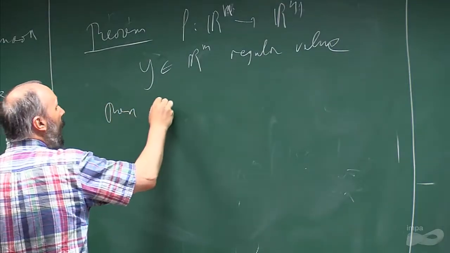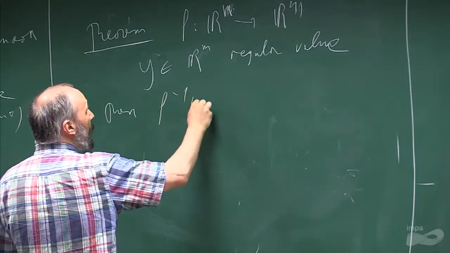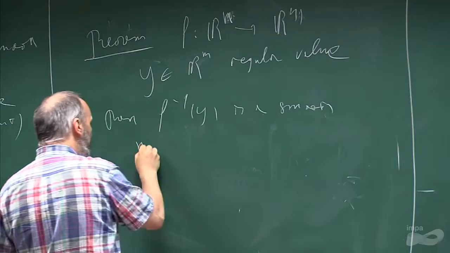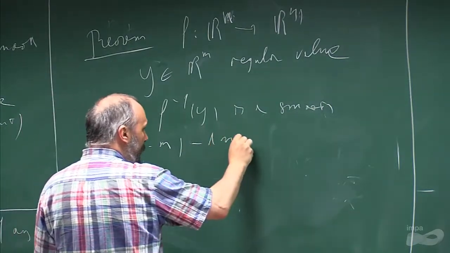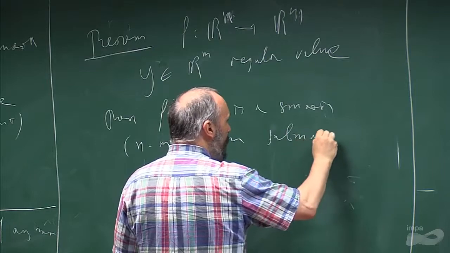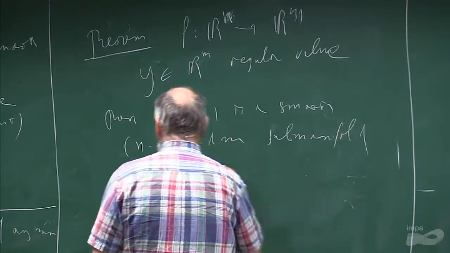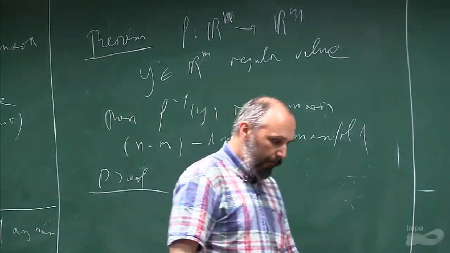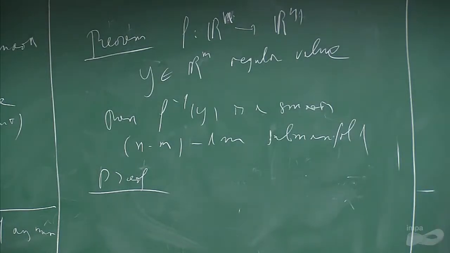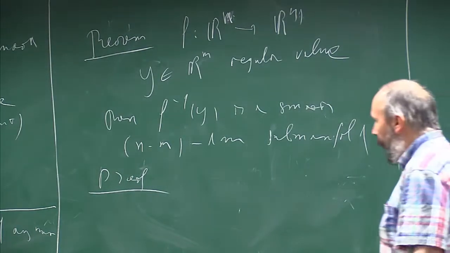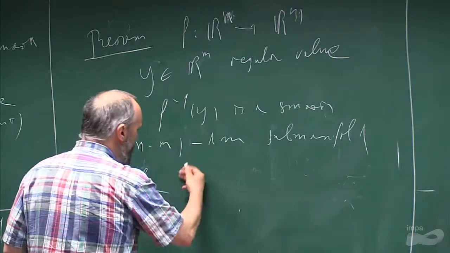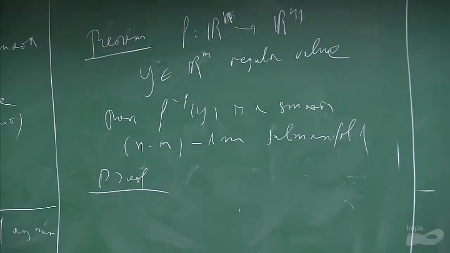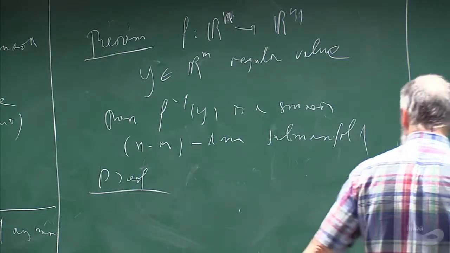Then f⁻¹(y) is a smooth (n−m)-dimensional submanifold. Okay, so proof. Well, you need to prove it only locally. By definition, a submanifold is something which is locally diffeomorphic to a subspace in Rⁿ.